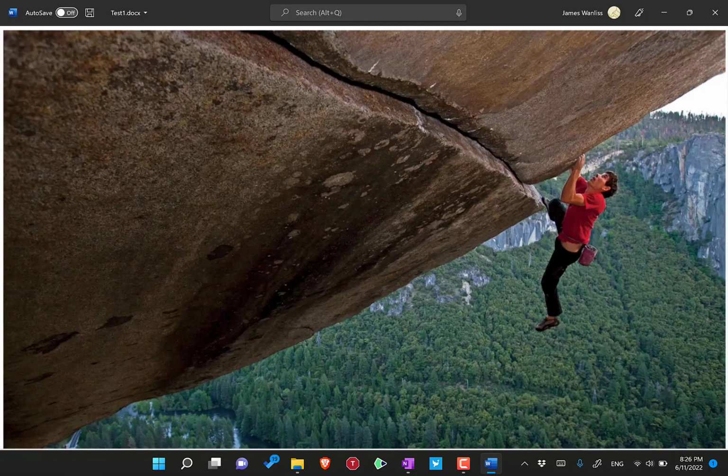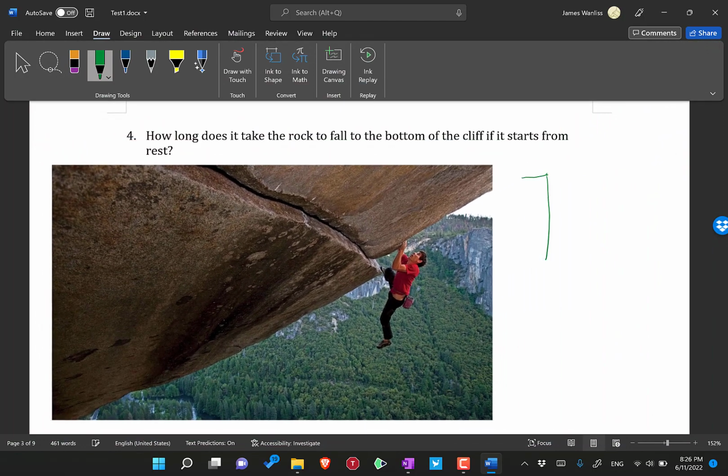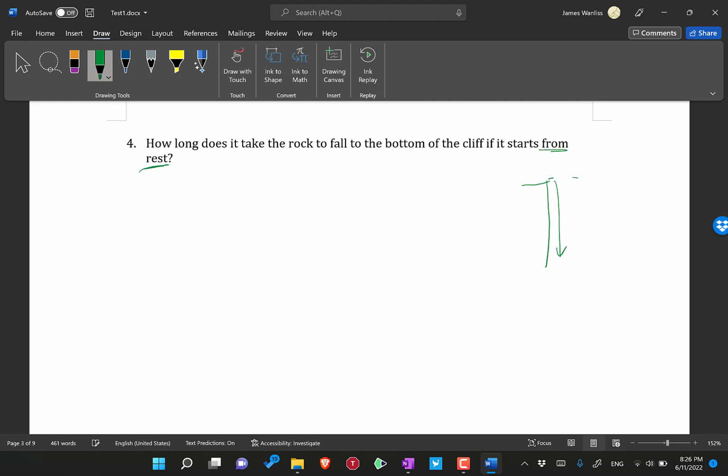So I like to draw a picture. The key here is it starts from rest, so it's kind of like the rock just falls straight down. There's no parabolic motion or anything like that. It's just straight down. We're making it simple. You always need to choose your coordinate system. So I'm going to choose my coordinate system with this point as the origin. So this is my x-axis. That's my y-axis. So that's the 0 point right over here.